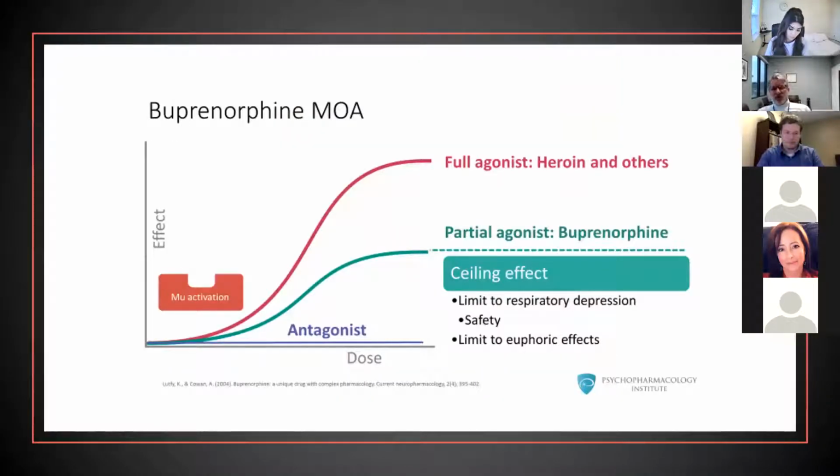Also, there's a ceiling effect with buprenorphine, and this is because buprenorphine is a partial agonist to the mu-opiate receptor. What a partial agonist means is that it doesn't work as strongly as a full agonist. So even though it's quite potent, it has a ceiling effect where only so much effect can take place. That limits respiratory depression, which makes it safer. It limits the euphoric effects of Suboxone, and also it limits the analgesic effects at higher doses. So you only get so much bang for your buck with the analgesia. Even though it's quite potent, at low doses, there is a ceiling effect.